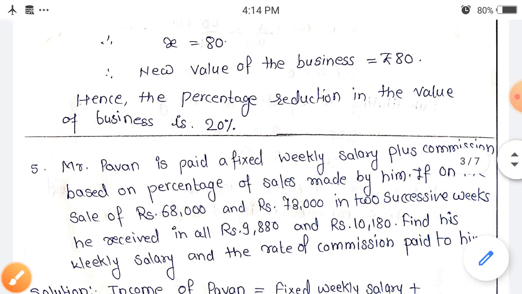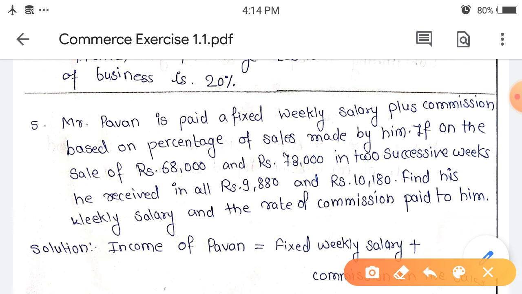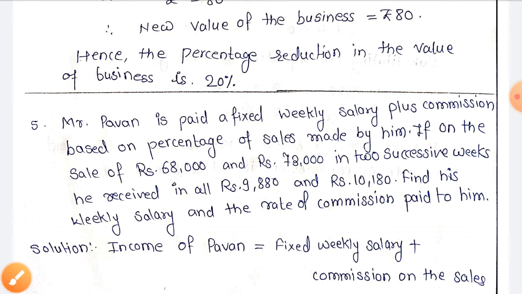So next example, Mr. Pawan is paid a fixed weekly salary plus commission based on percentage of sales made by him. If on the sale of 68,000 and 73,000 in 2 successive weeks he received in all 9,880 and 10,180. Find his weekly salary and the rate of commission paid to him.